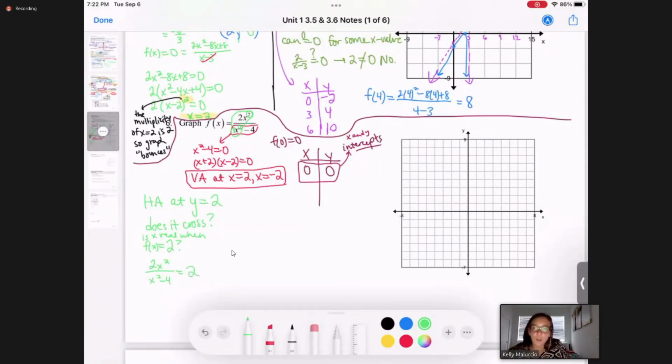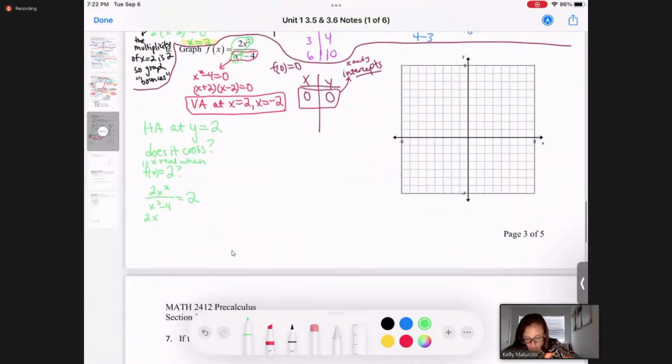I can solve this by multiplying both sides, so I have 2x squared equals 2 times x squared minus 4. I'm just going to keep doing this. 2x squared equals 2x squared minus 8. Then I would subtract 2x squared from both sides. But then these cancel. I get 0 on this side and I get -8 on this side.